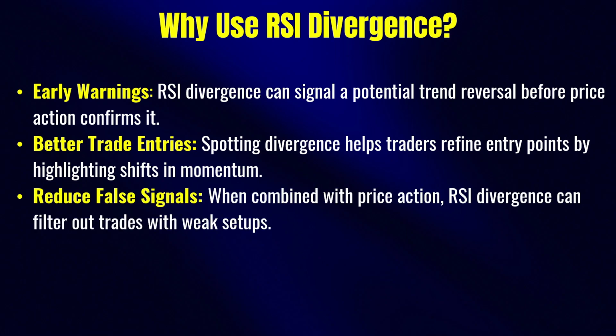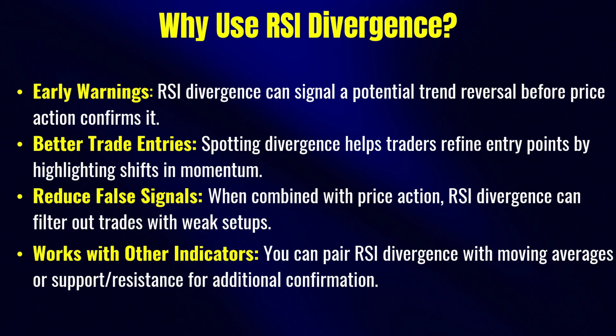So if we use divergence properly, by using the tweak that I have plus price action plus support resistance, then we can reduce false signals. We should not rely only on one indicator. Always try to combine with some other indicators. We can combine RSI divergence with moving averages and support resistance for additional confirmation.